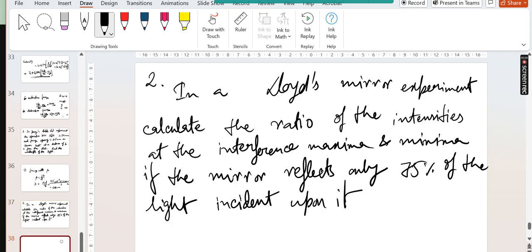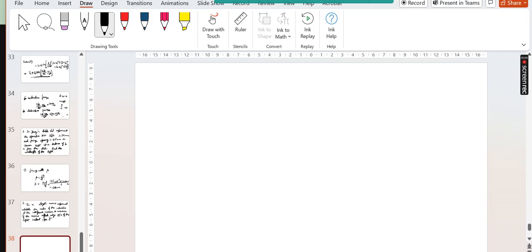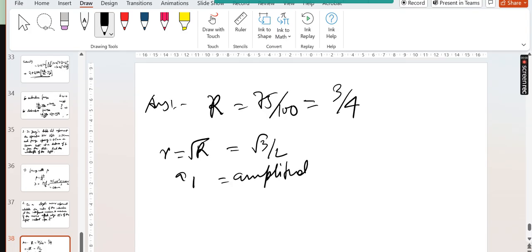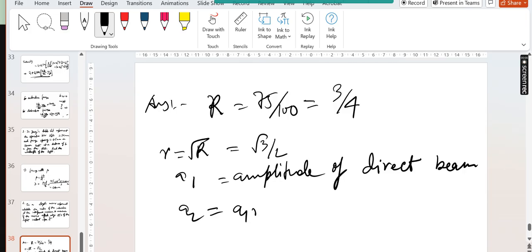So 75% of the light gets reflected. So the reflectivity R is basically 3 by 4. So the reflection coefficient is root over R, which is root 3 by 2. Let's say A1 is the amplitude of the direct beam. Then A2, the reflected beam, becomes A1 root R, which is A1 times root 3 by 2.